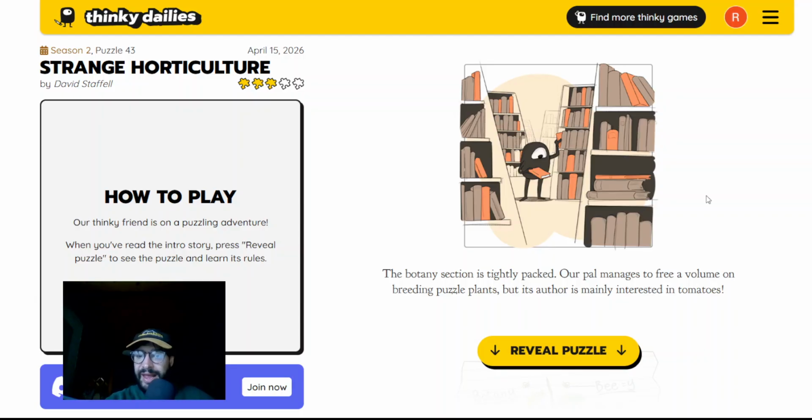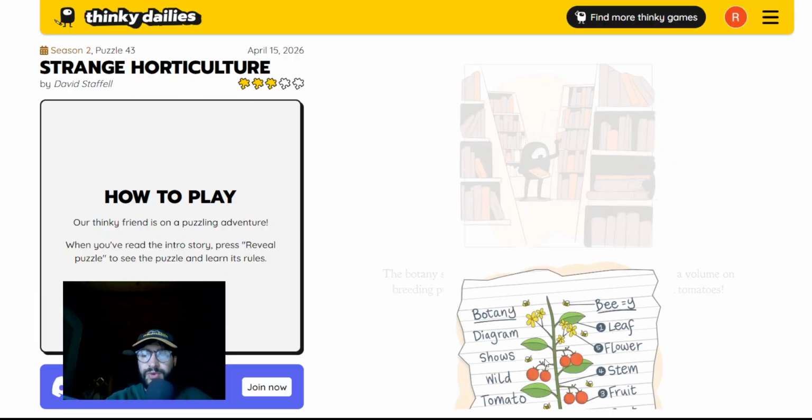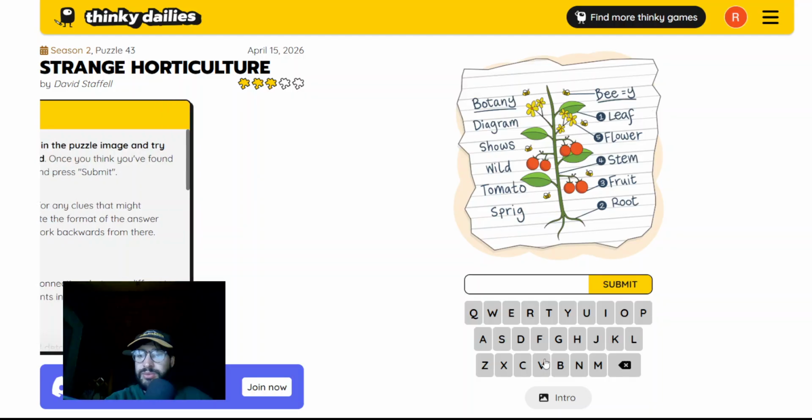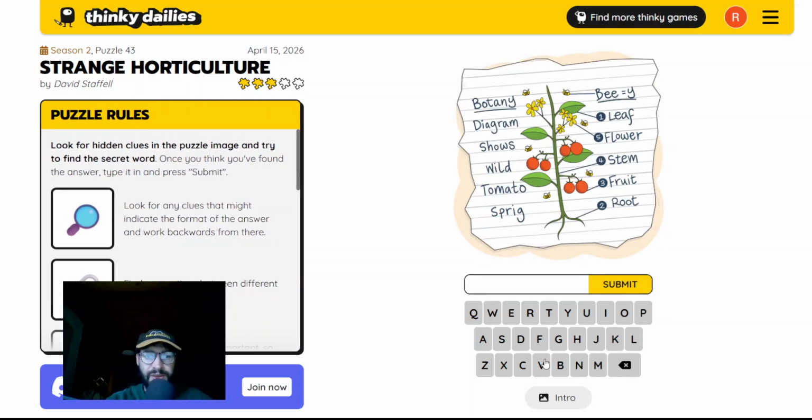And let's go. The botany section is tightly packed. Our pal manages to free a volume on breeding puzzle plants, but his author is mainly interested in tomatoes. Okay, it's one of these ones where we have to see the picture. This is by Strange Horticulture by David Staffel. So the answer is something that we have to input here.